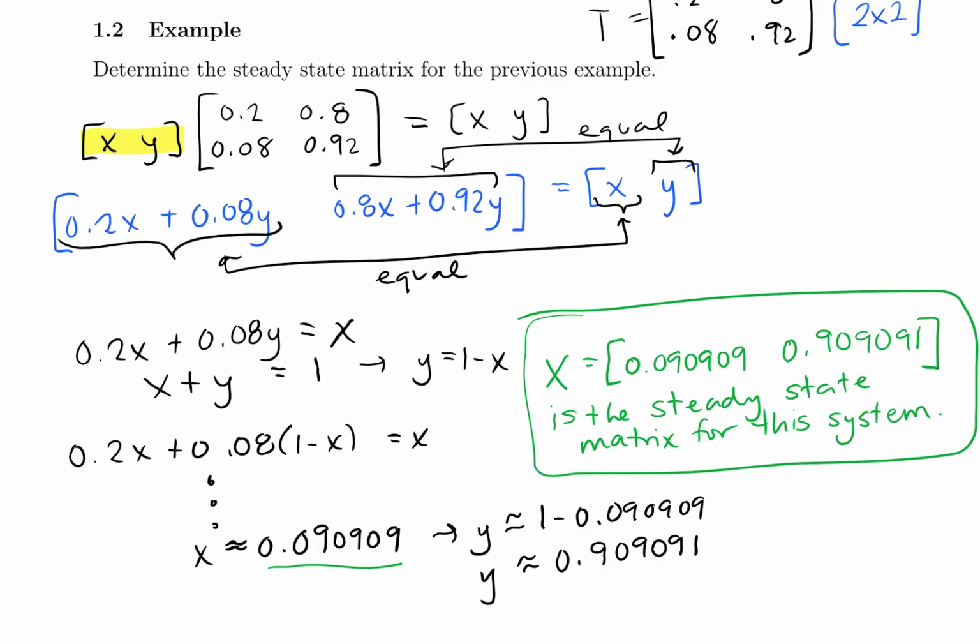Anytime you're trying to solve for a steady state matrix, you must use the fact that x plus y is 1, and you only want to use one of the two equations that you get from the multiplication. If you don't use the x plus y equals 1 fact, then you end up in a circular pattern. You'll never be able to solve for just x or just y. You'll keep going back and forth between them. So you want to choose just one of the equations from the multiplication, and also use the fact that x plus y must equal 1.